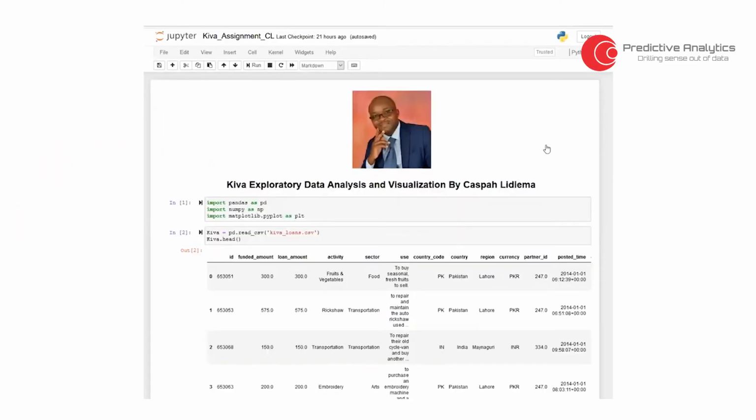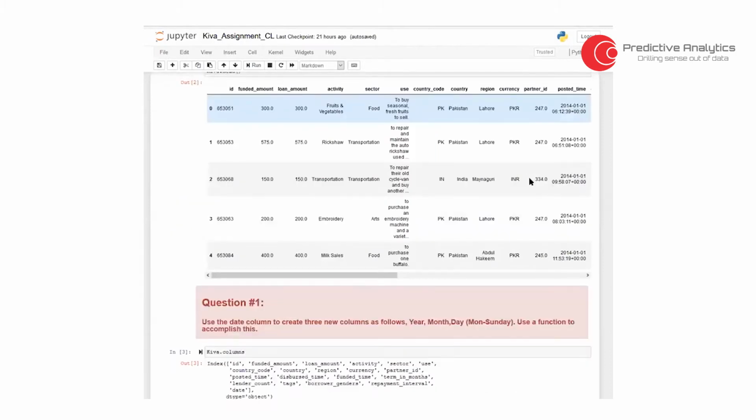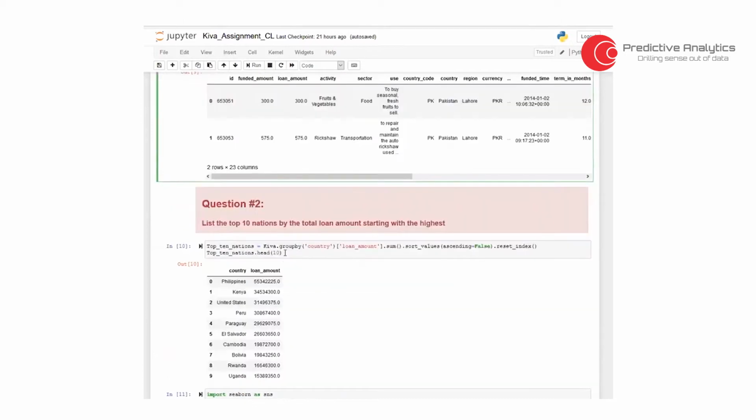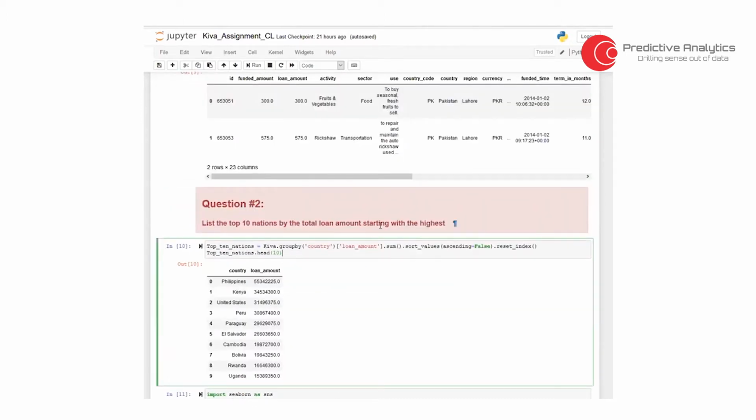Basically, for me, I did the Kiva questions. The data was the Kiva data, and extracting the dates. And then in grouping, list the top 10 nations, question 2. So we used group by, and I named them top 10 questions. And then I picked by country and the loan amount.